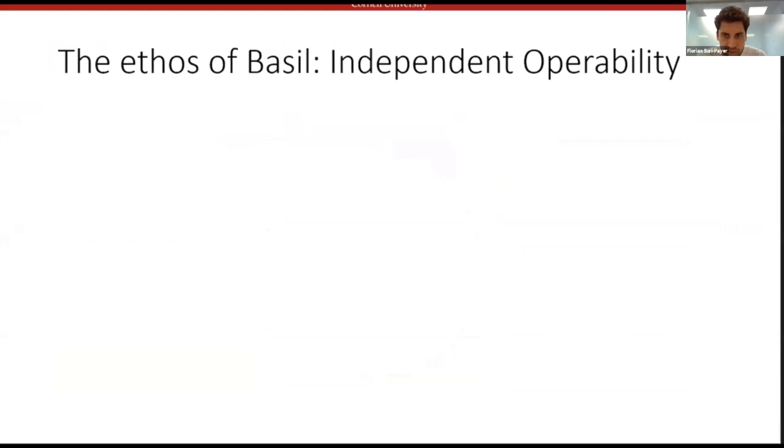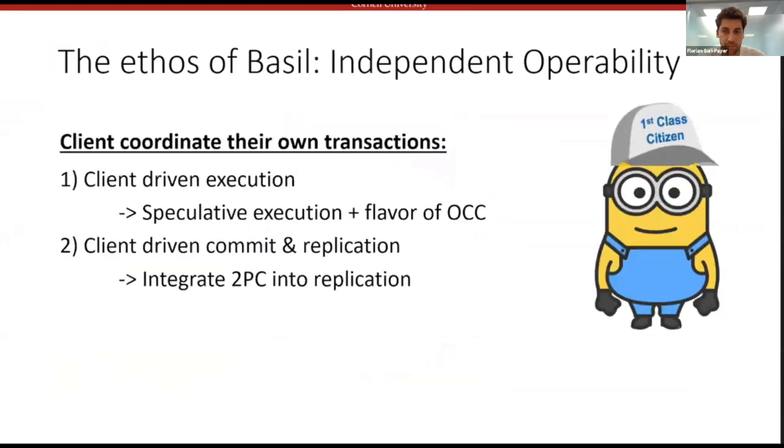We achieve all these properties by organizing Basil around the principle that we call independent operability. Concretely, in Basil, we empower clients to act as the coordinators for their own transactions, both for transaction execution and for the replication and distributed commit across shards. On the execution side of things, we allow clients to speculatively execute transactions in parallel, but safeguard Byzantine serializability by enforcing a BFT robust variation of optimistic concurrency control.